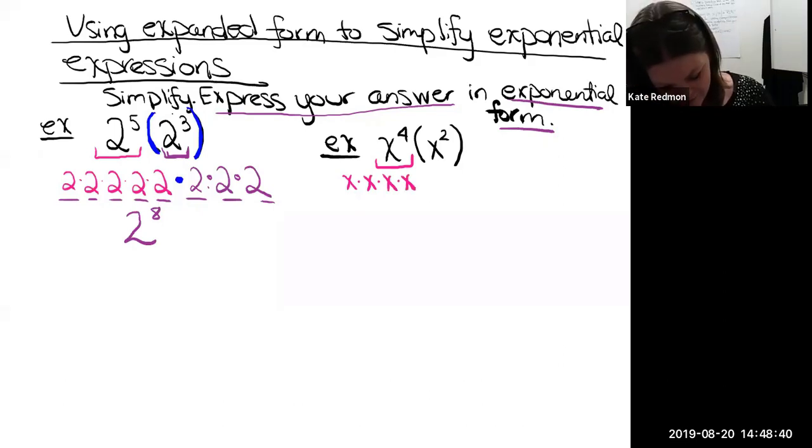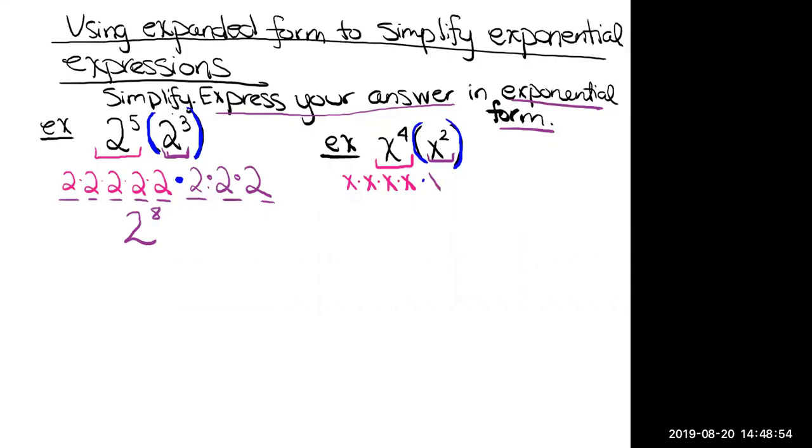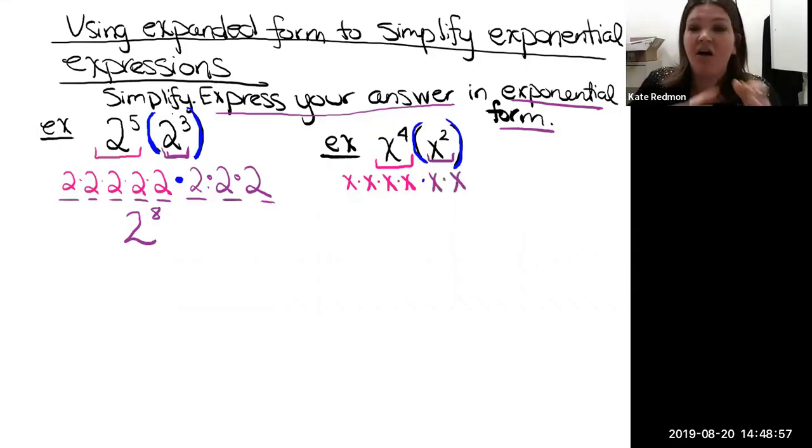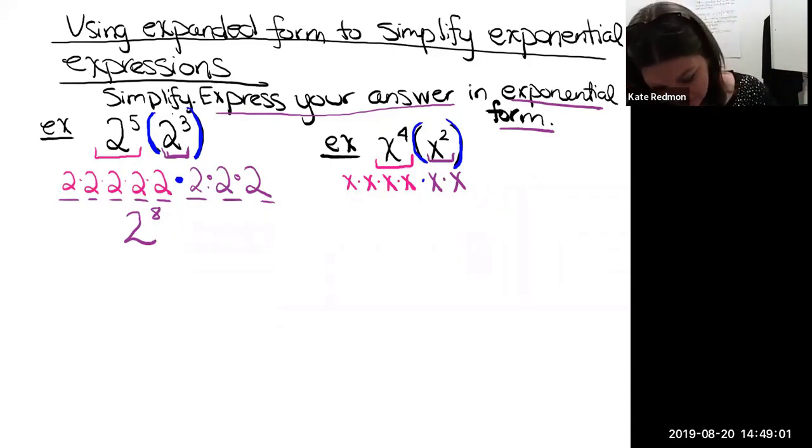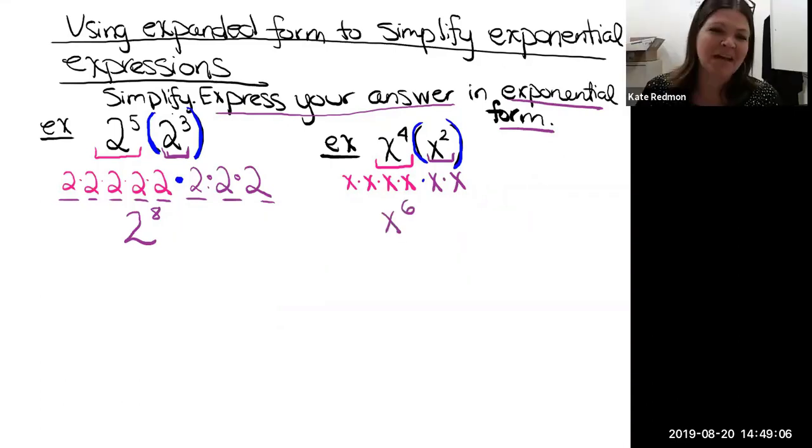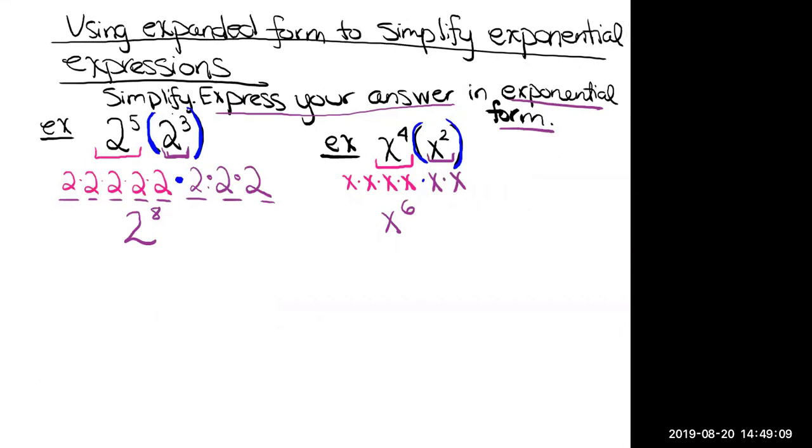Bingo. And similarly, these parentheses mean what? Multiplication. And now I see the other expression I'm multiplying by is x to the second power, which means the same as? X times X. And now I can see all this is a bunch of X's multiplying. How many X's multiplying is it? 6. X to the sixth power. Anybody see the shortcut? Yeah, you just add the powers.